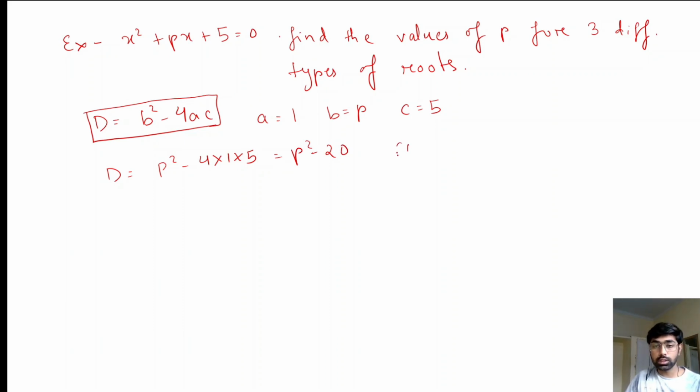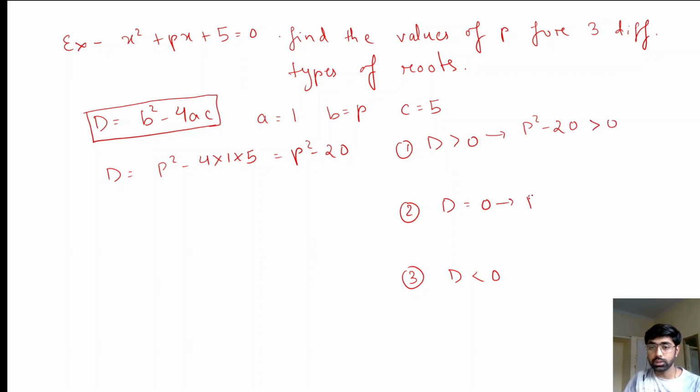So the three cases for the nature of the roots are D should be greater than 0, D equals to 0, and D less than 0. Here p square minus 20 is greater than 0. Here p square minus 20 is equals to 0, and here p square minus 20 is strictly less than 0.